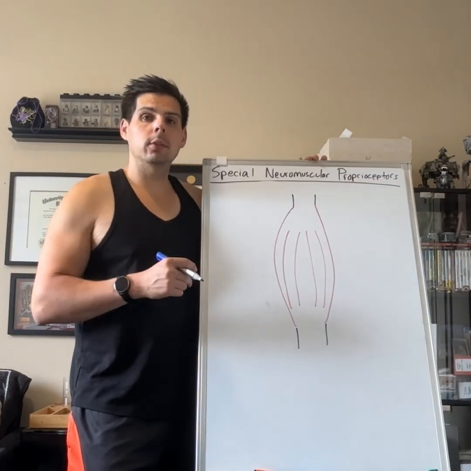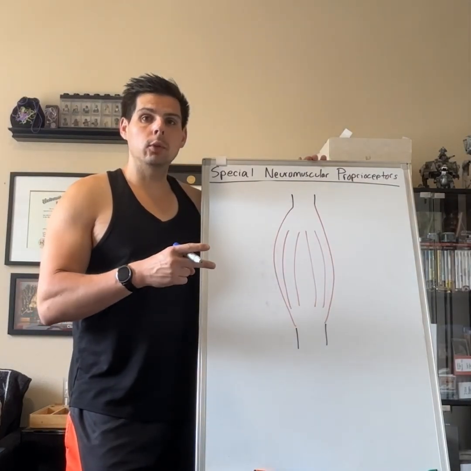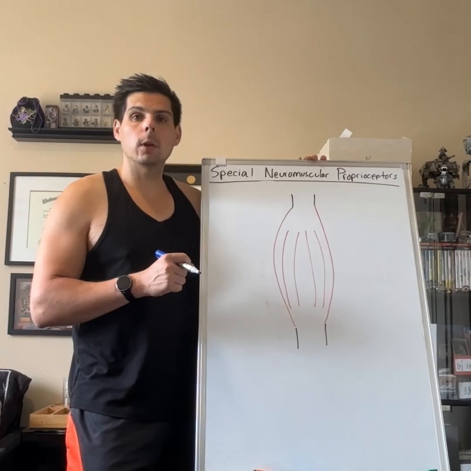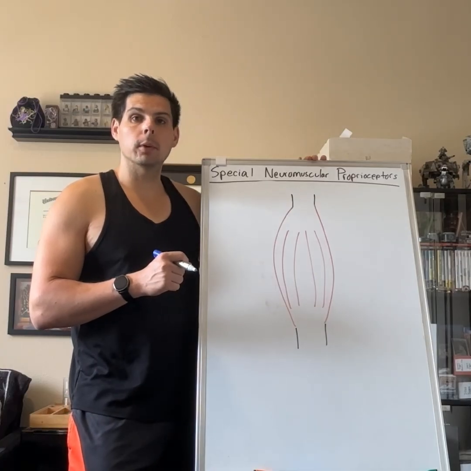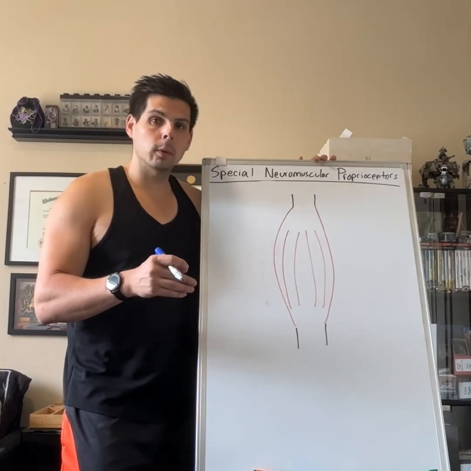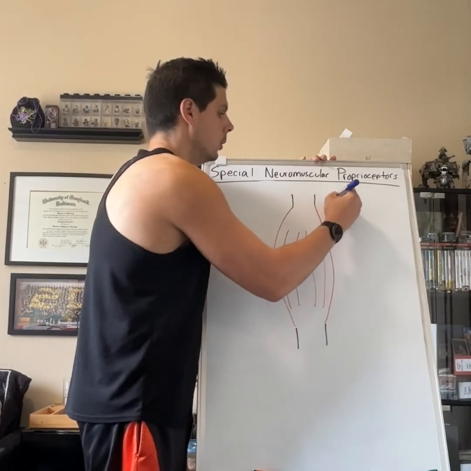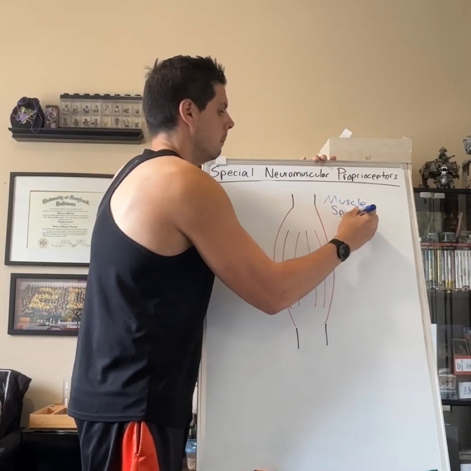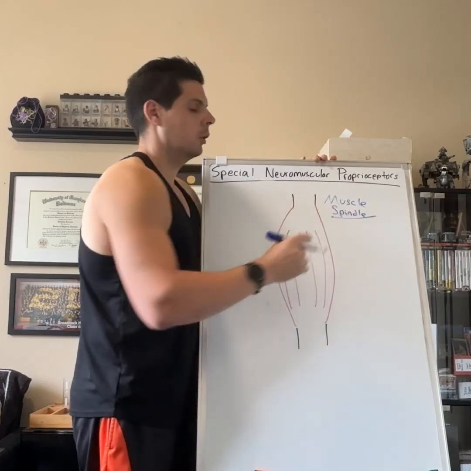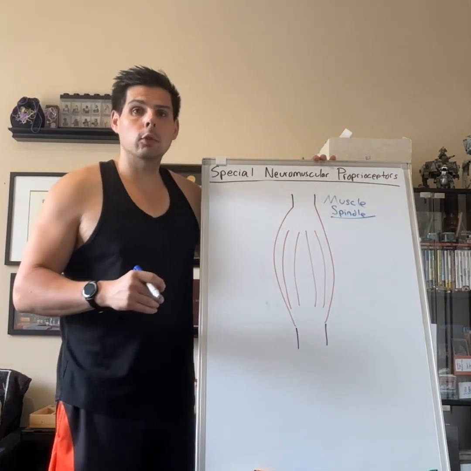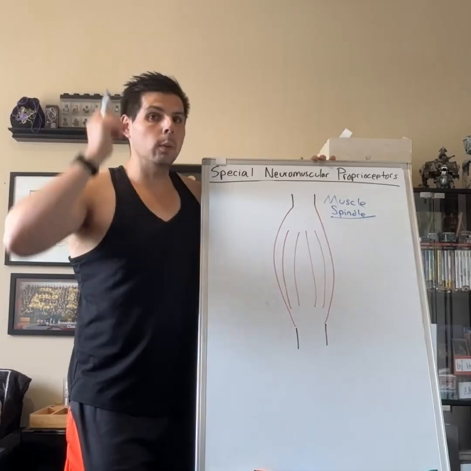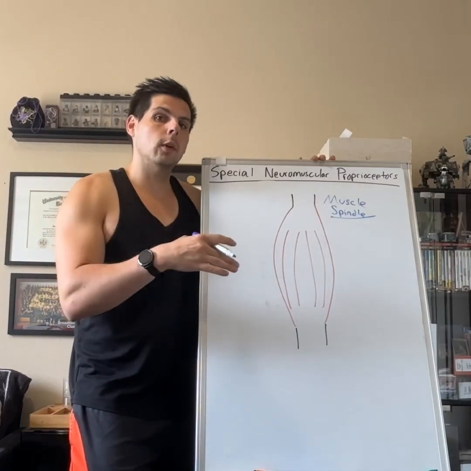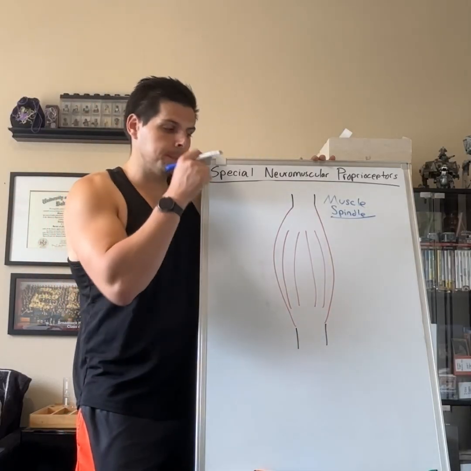Our last topic to discuss in this video is going to be about two special neuromuscular organs that fall into a category called proprioceptors. The first type of proprioceptor we're going to be talking about is called a muscle spindle. What muscle spindles do is monitor the amount and rate of stretch in your muscle tissue. An easy way to remember that: muscle spindle and stretch both have the S right there.